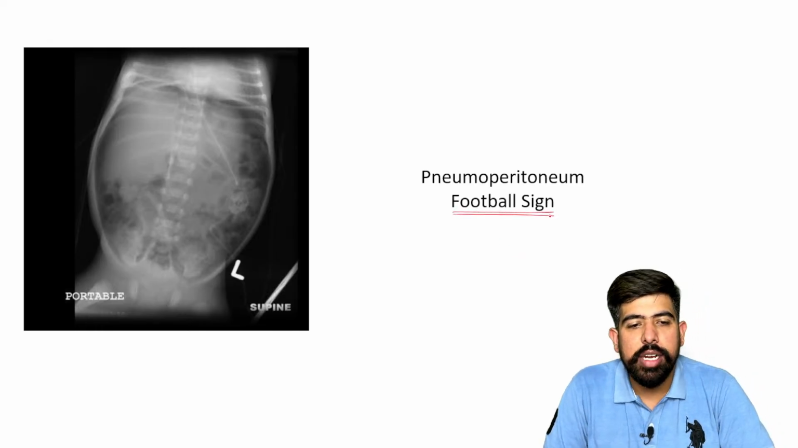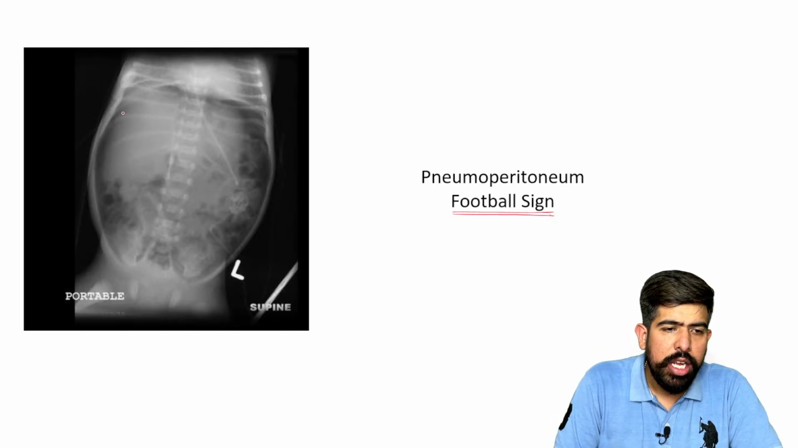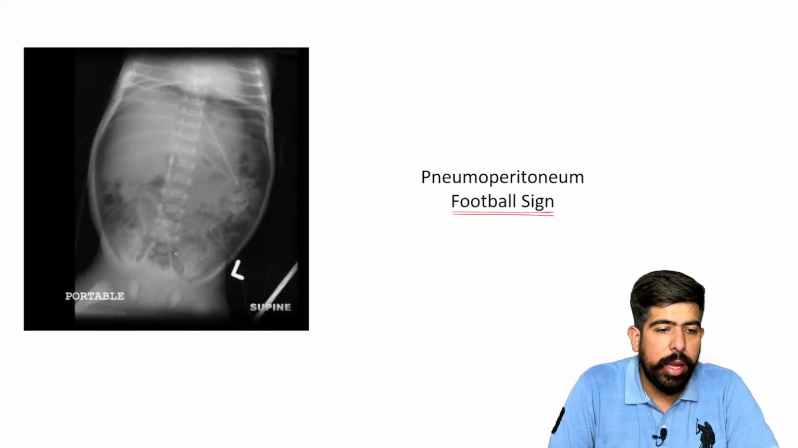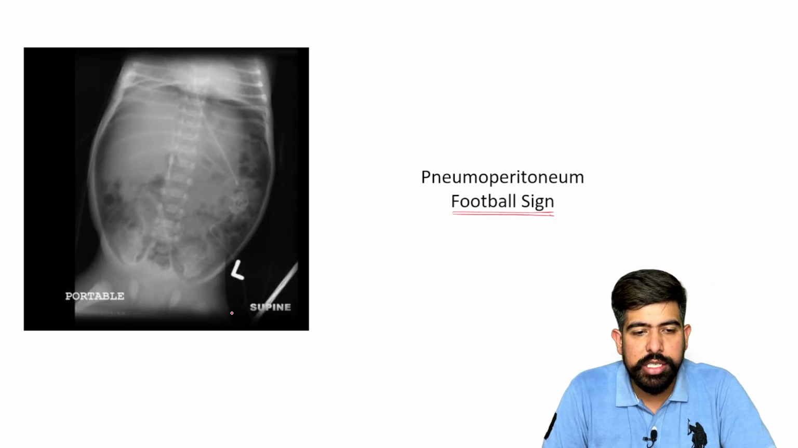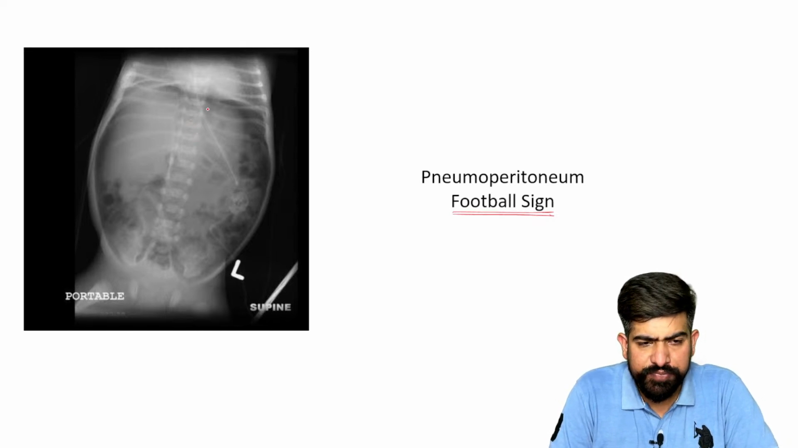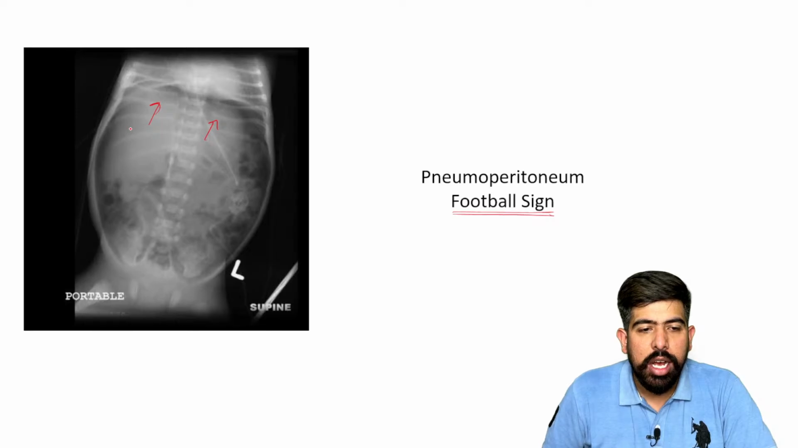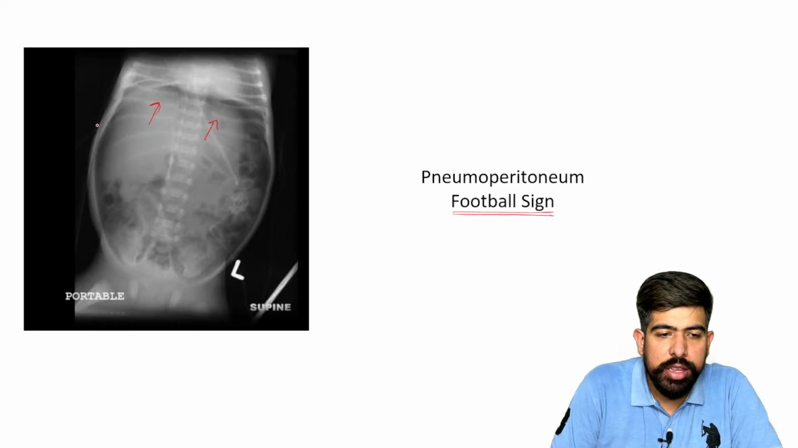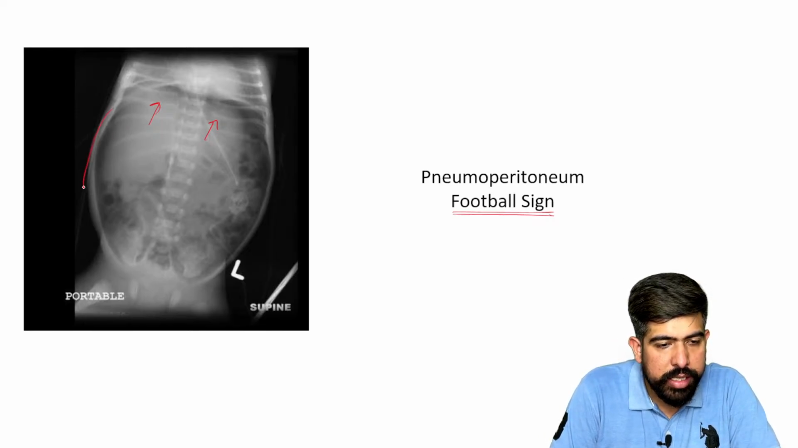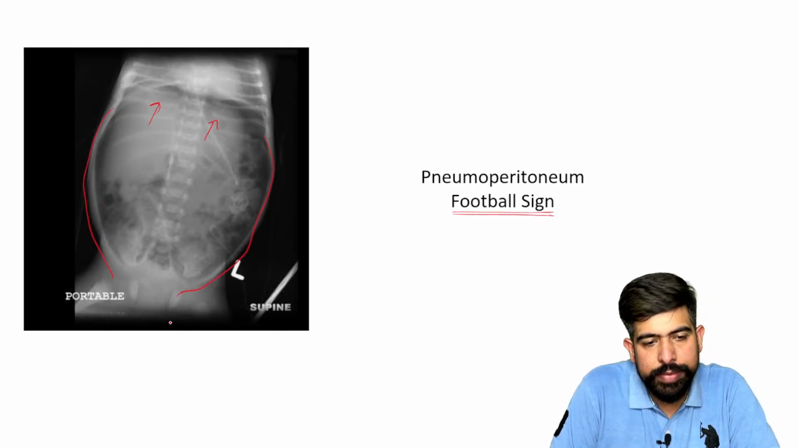Okay, this sign is also known as the football sign. Now you can see over here, this is again an X-ray image, a supine X-ray from the abdominal cavity, and the thorax is also there, right? You can see that the diaphragm is pushed upwards, and the abdominal walls are totally extended.